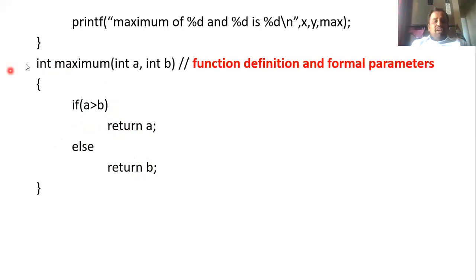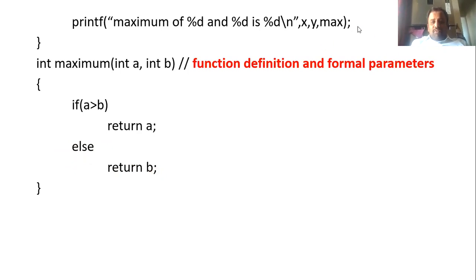So any user defined function returns only one value. Either it will return the a value or the b value. Which one is true? Is a greater than b, that is 5 greater than 10? No, it's not true. It will execute the else part and return the b value. What is the b value? b value is 10.